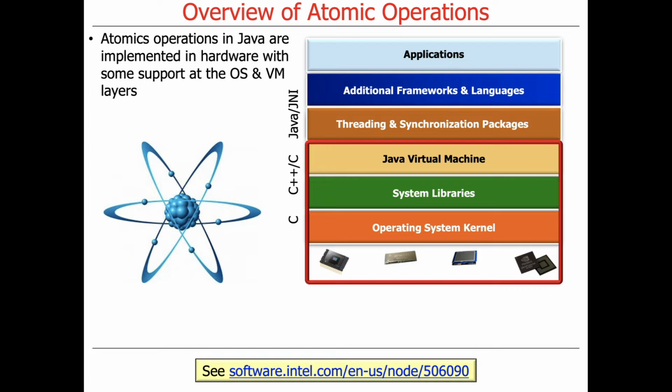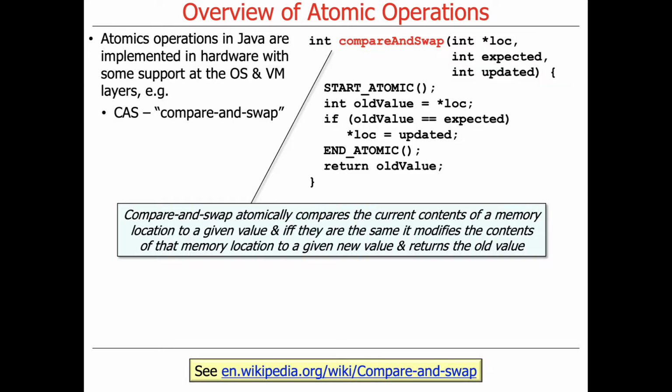The atomic operations that are supported in Java are implemented in hardware with some support from the operating system and the virtual machine or Java execution environment layers. So you can see here that's this part of the stack, right? Hardware is what does a lot of this stuff on modern instruction processors like Intel or PowerPC or ARM. Then the operating system kernel has some features. There are system libraries, and finally those things get exposed up through Java to things that reside on top.